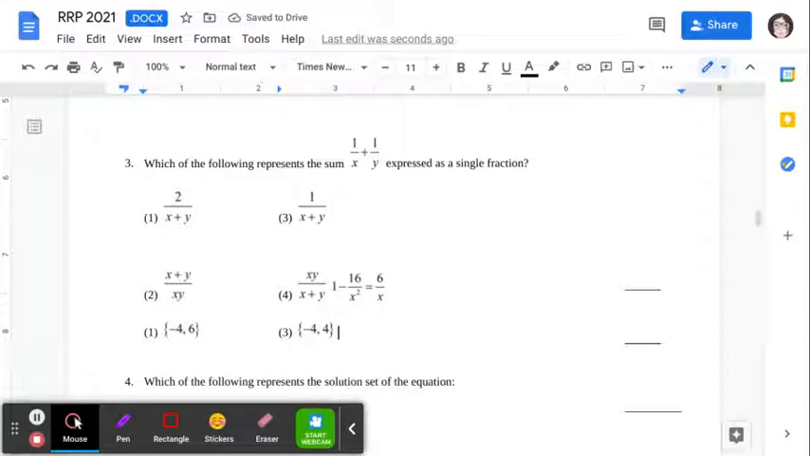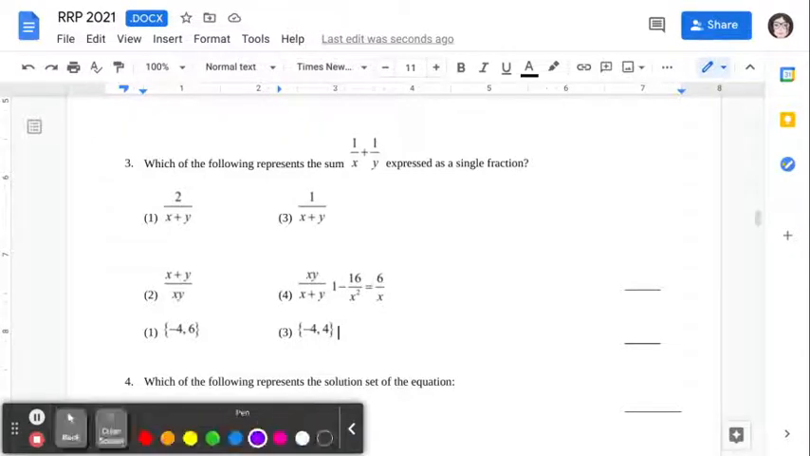All right, I've cleared my screen. I got more room again. Number 3, which of the following represents the sum 1 over x plus 1 over y expressed as a single fraction? First thing we have to recognize is when you're adding or subtracting fractions, your denominators need to match. In this case, they don't. So I'm going to make my least common denominator be the product of both of them. So I'm going to make my denominator be xy. That means I have to multiply.